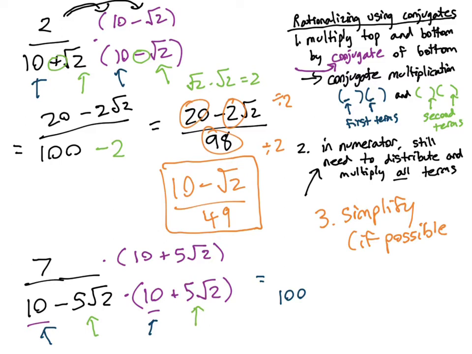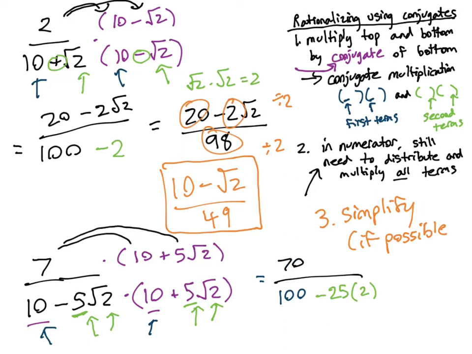So here we're multiplying a few things. We're multiplying these integers together. Negative 5 times positive 5 is negative 25. And we're also multiplying these roots together. And the square root of 2 times itself is equal to 2. In our numerator, we have 7 times 10 is 70. 7 times 5 root 2 gives us 35 root 2. And it's looking like there will be some things we can simplify here.